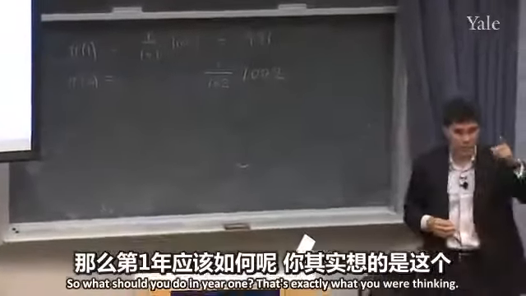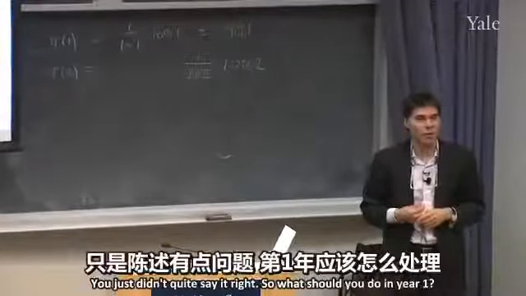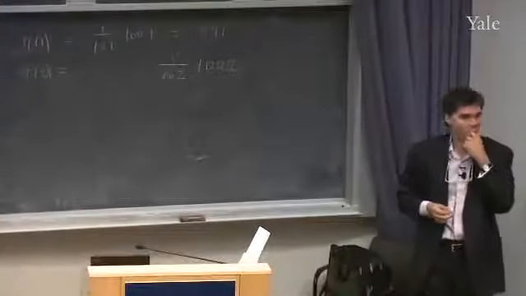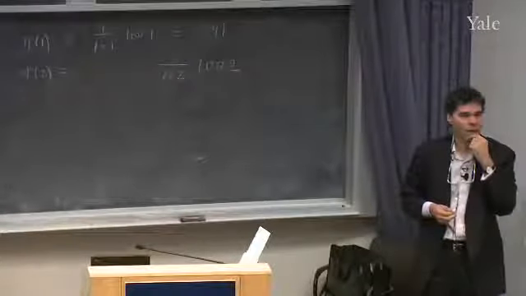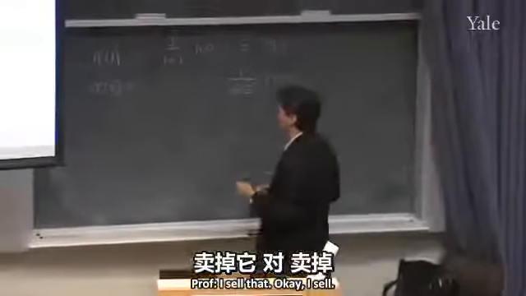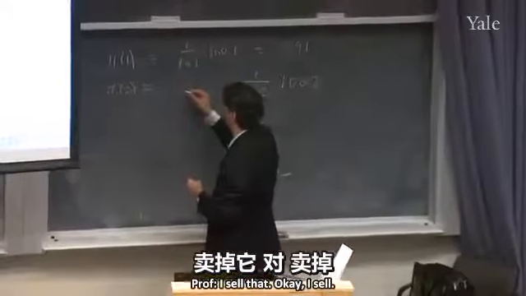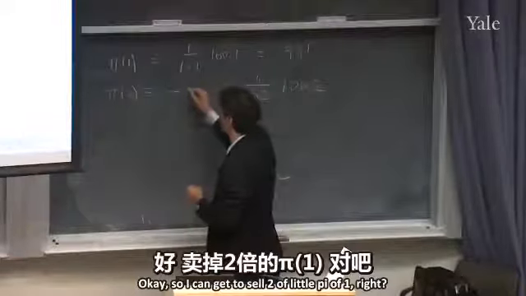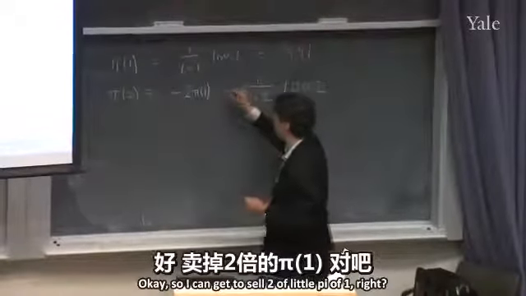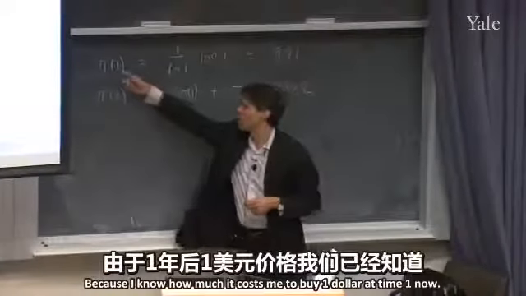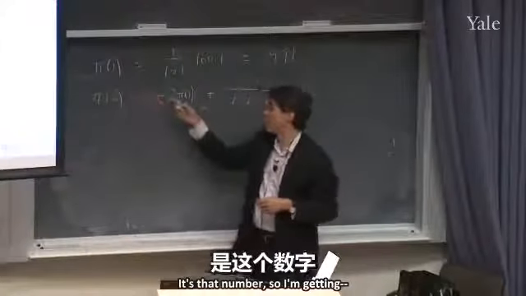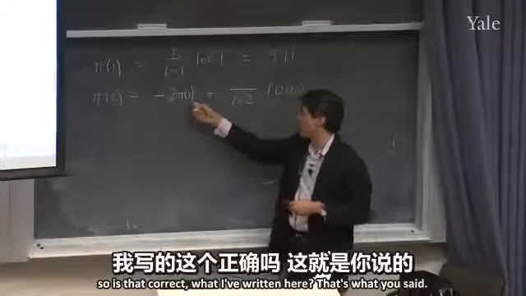So that's exactly what you were thinking. You just didn't quite say it right. So what should you do in year 1? I sell that. Okay, so I can sell 2 of little pi of 1, right? Because I know how much it costs me to buy $1 at time 1, it's that number. So is that correct, what I've written here?